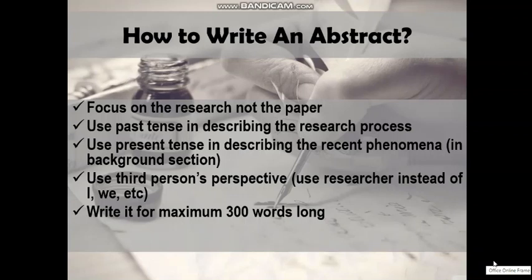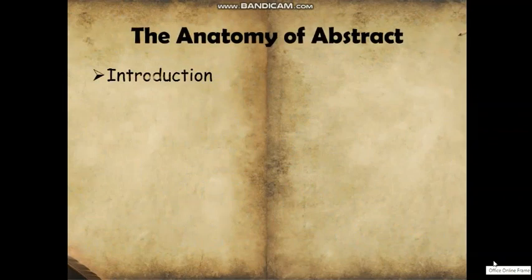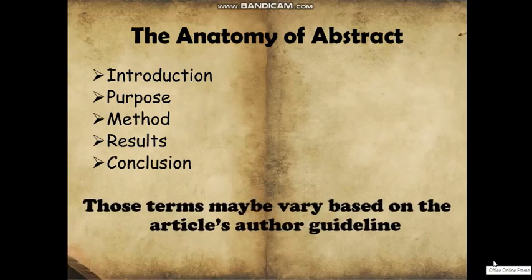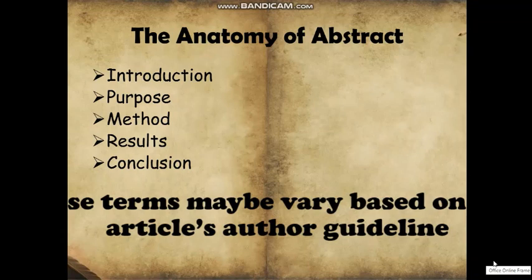After that, we have to write it for a maximum of 300 words. And don't forget to make it single spaced. Okay, so an abstract should be a maximum of 300 words and single spaced. Okay, the anatomy of an abstract. The first one is introduction, followed by purpose, method, results, and conclusion. But beware, those terms may vary based on articles or guidelines. So whenever you want to submit an article, make sure you have read the author guidelines carefully.